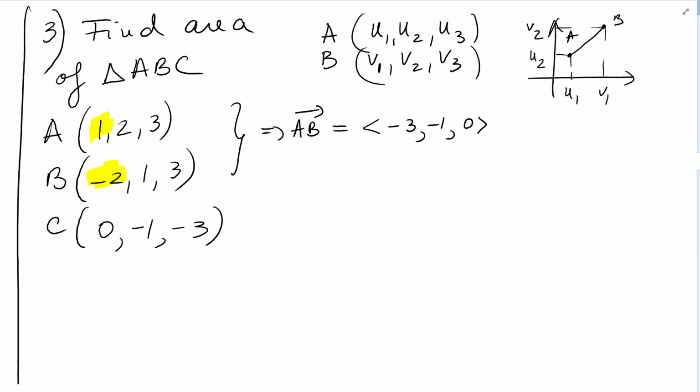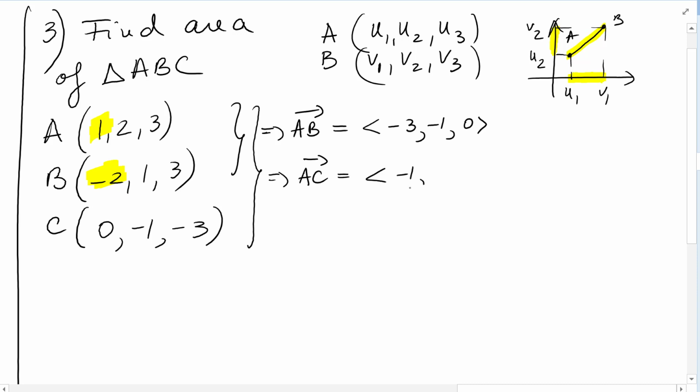To explain why we subtract, I made a quick sketch for a 2 by 2. To find the x coordinate, we would do this distance, which is v1 minus u1. To find how far AB extends in y would be v2 minus u2. Then we extrapolate it to 3 by 3. Now I want to find the vector AC. So AC would be 0 minus 1, -1, -1 minus 2, -3, and -3 minus 3, -6.